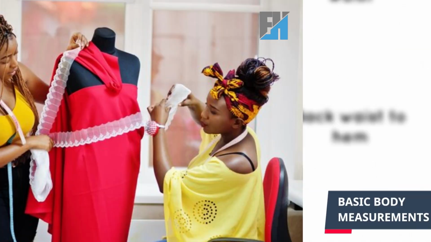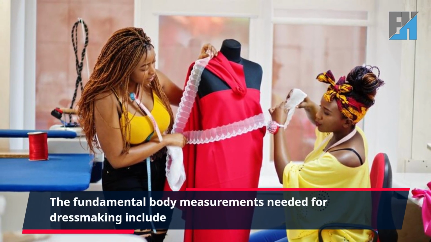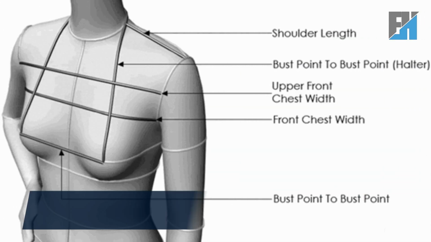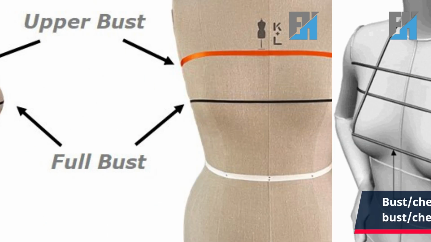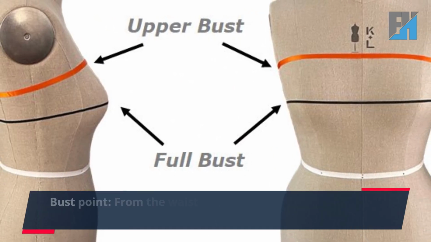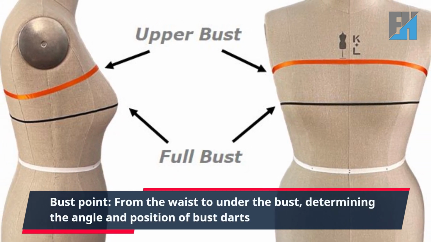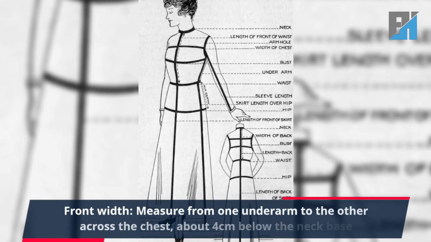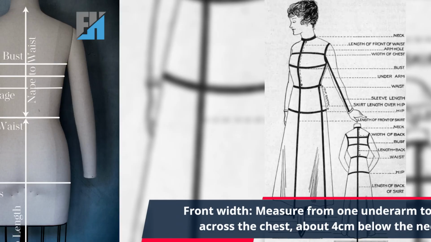Basic body measurements. The fundamental body measurements needed for dressmaking include: 1. Bodice. A. Bust/chest, measurement around the fullest part of the bust/chest. B. Bust point, from the waist to under the bust, determining the angle and position of bust darts. C. Front width, measure from one underarm to the other across the chest, about 4 cm below the neck base.